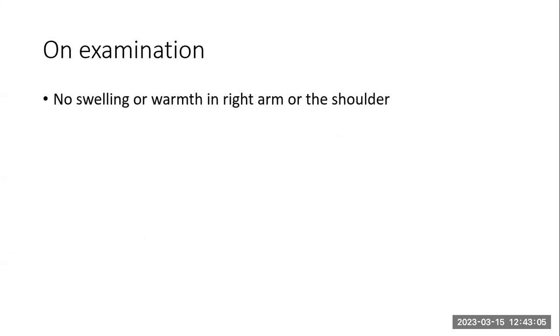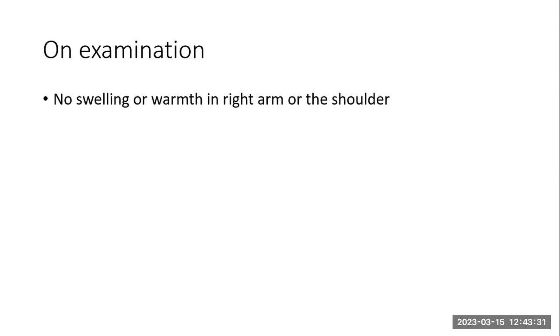Before moving on to examination, there are a few possibilities, but keeping those in mind, we'll move on to examination. Because she was pointing to the mid-arm, I went ahead with examination of her arm. There was no warmth, tenderness, or redness, no features of inflammation, no bleeding. There was no abnormality detected. So we went ahead with examination of shoulders.